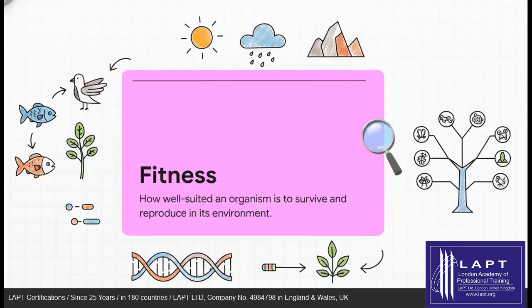Which brings us to a biological term that gets misunderstood all the time: fitness. In biology, fitness has absolutely nothing to do with physical strength or hitting the gym. It's purely a reflection of how well suited an organism is to survive and reproduce within its specific environment. And crucially, for natural selection to actually work, these traits that enhance survival must have a genetic basis. If they aren't encoded in the DNA, they can't be passed down.